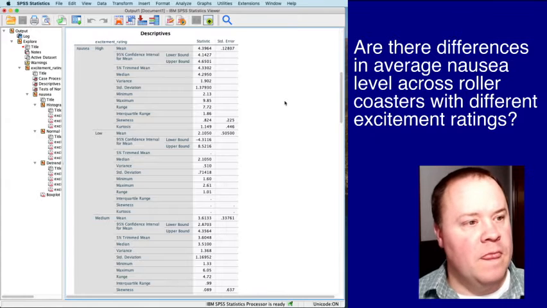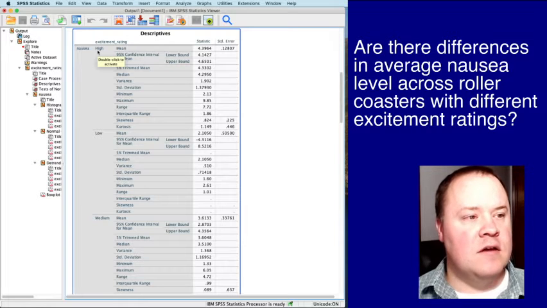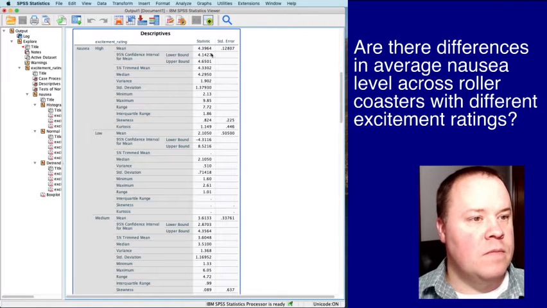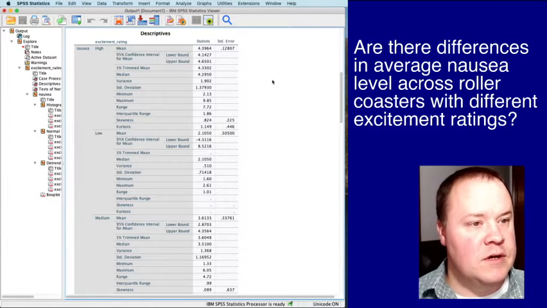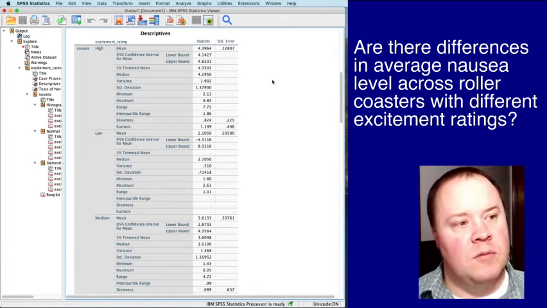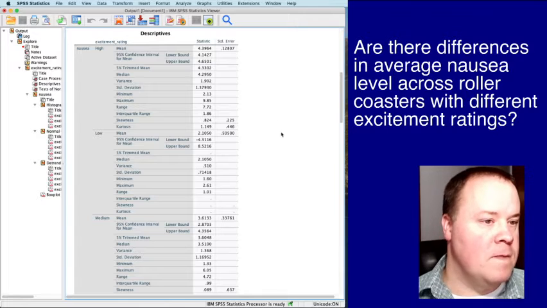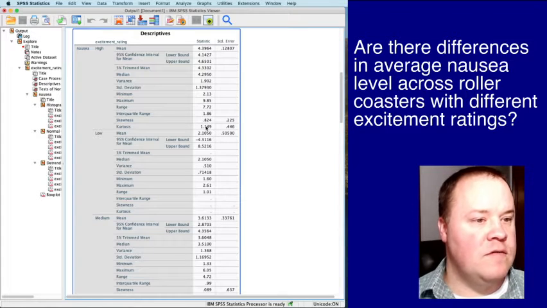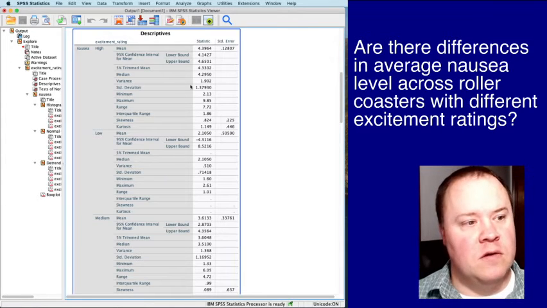So descriptives can look at the mean nausea level for the high excitement roller coasters. They have a mean of 4.3, a median of 4.2. So those are pretty close to one another, meaning that it's likely that things are going to be more normally distributed. Standard deviation of 1.3. We can see the range, the minimum from 2 to almost 10, a range of 7.7. Skewness and kurtosis values, generally we want those between plus or minus 2, which they are. So this looks like it's probably normally distributed.